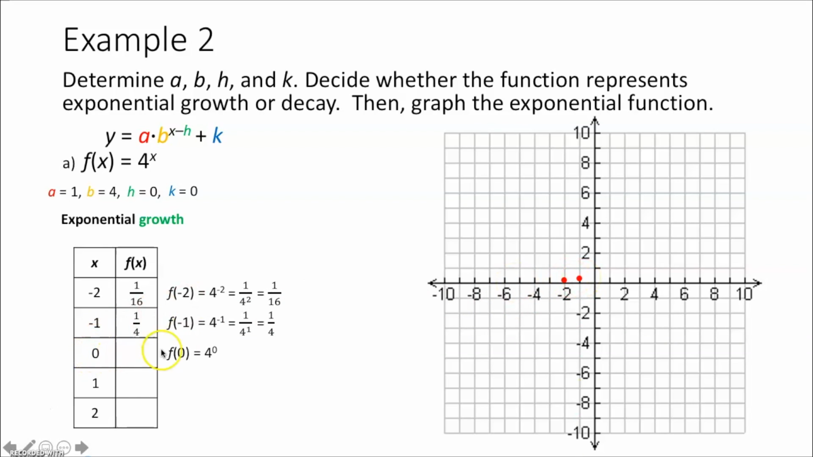0. Plug that into the function for x. What do we get for y? 4 to the 0 power is just 1, right? Anything to the 0 power is 1. So our point now is 0, 1. So we plot the point 0, 1.